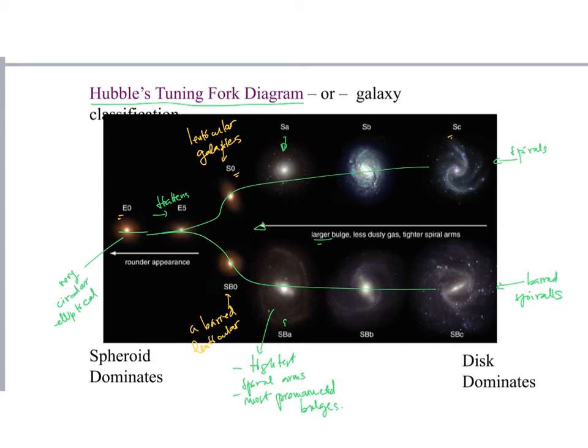So, Hubble put all this together into this famous tuning fork diagram, and he believed that this is the representation of an evolutionary diagram. So we have here a galaxy classification, okay, and Hubble thought, well, maybe this is a representation, this is an evolutionary diagram. Hubble thought.